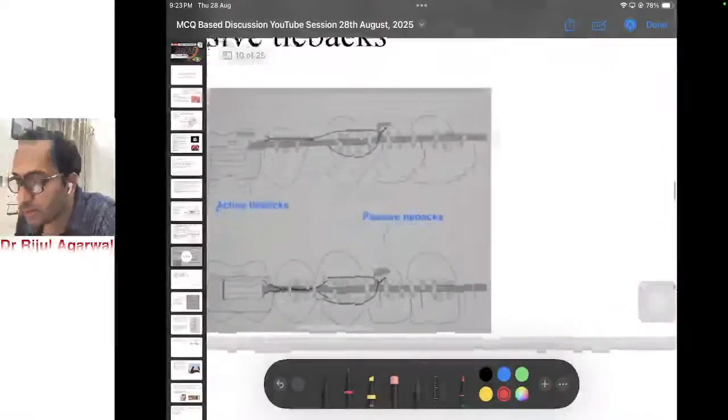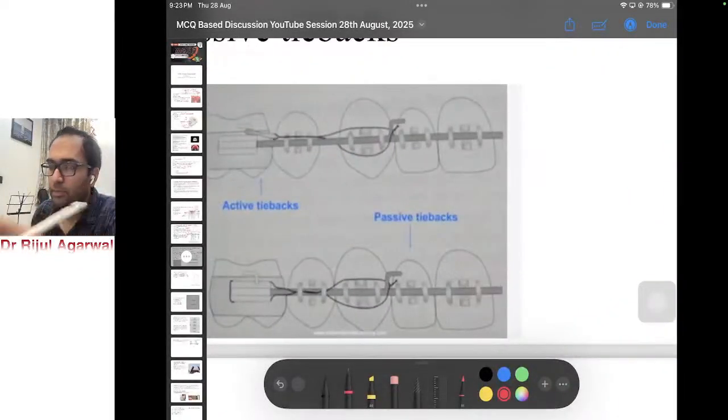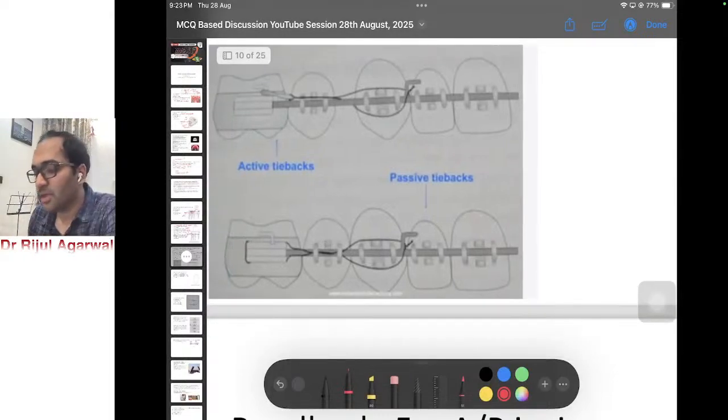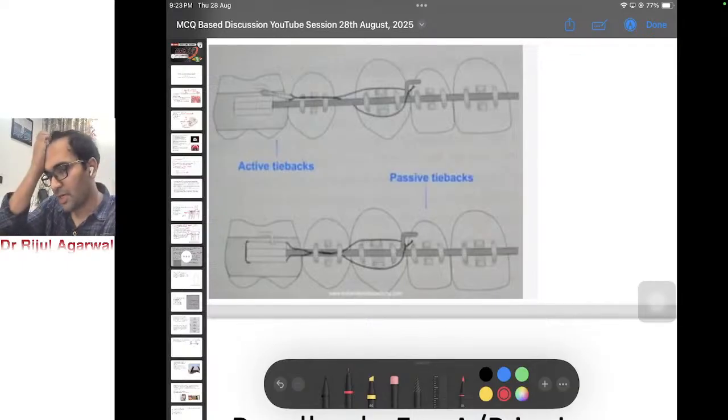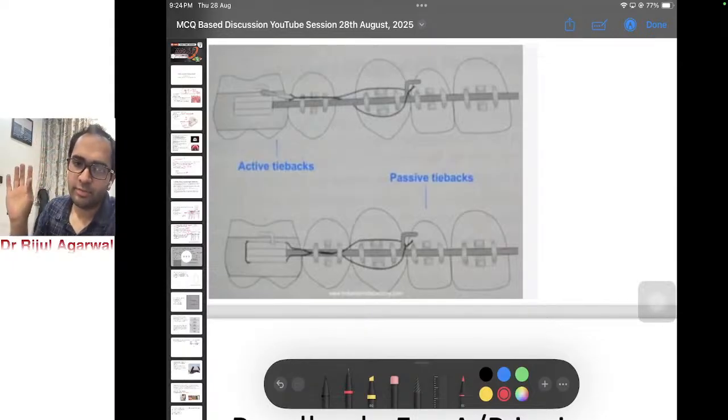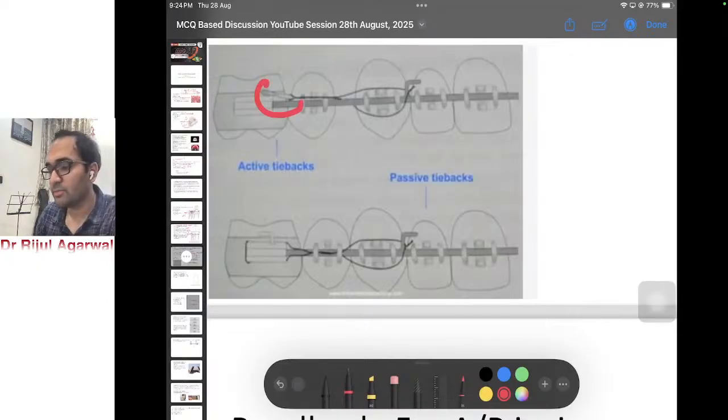So this is the image of passive tie back. See, it's placed over the wire. The ligature is going over the wire, so as to prevent the space from opening. Okay, active is very easy to understand. In the image, it will have a module, an elastic module kind of like this.